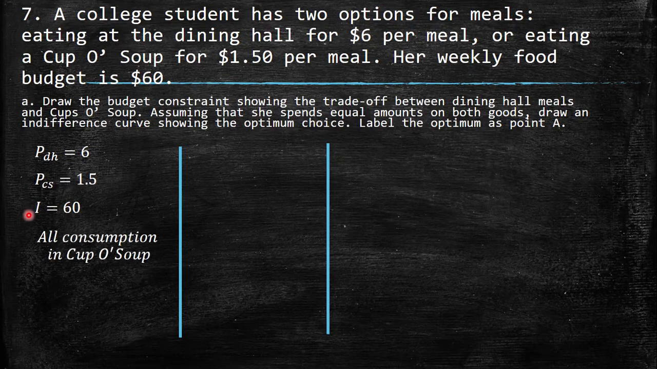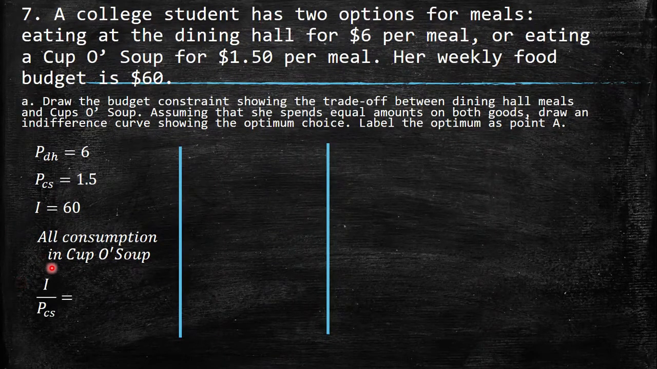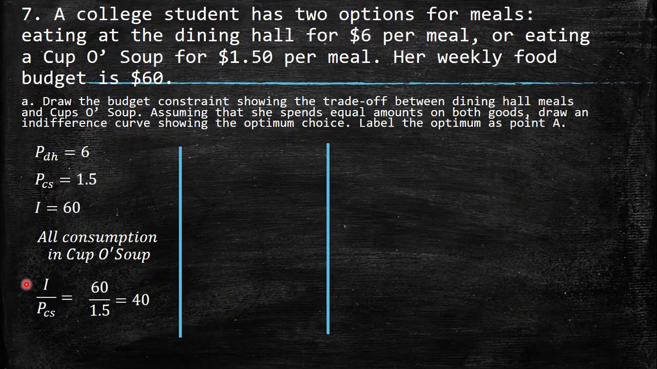So the first assumption, in order to understand better the situation, is that we are going to imagine that all consumption is in soup. So this automatically brings that all your income over the price of the soup will bring you the quantity that you can consume of that good. Then 60 over 1.5 will bring us 40. So if you spend all your money in soup, you can achieve 40 soups.